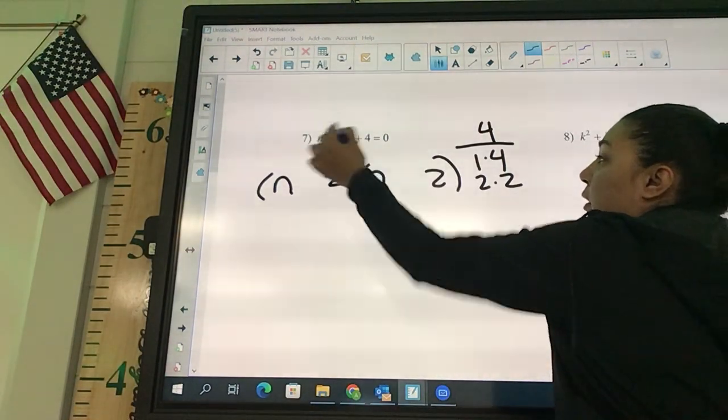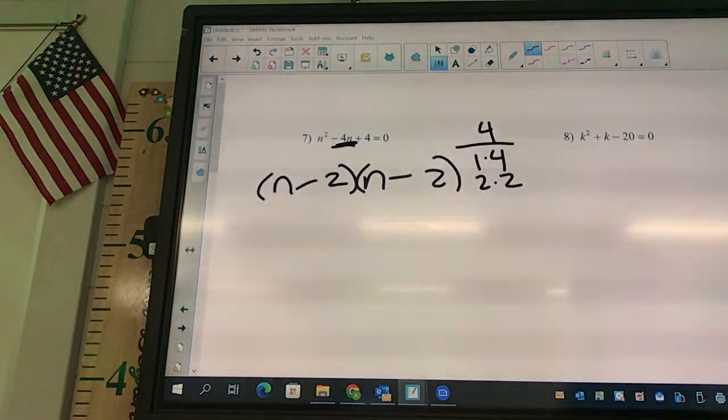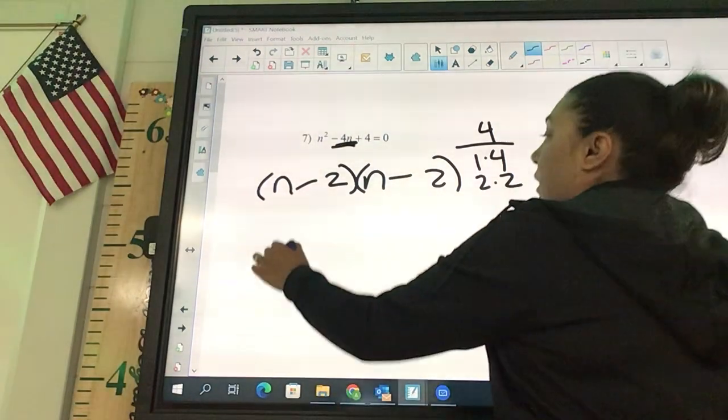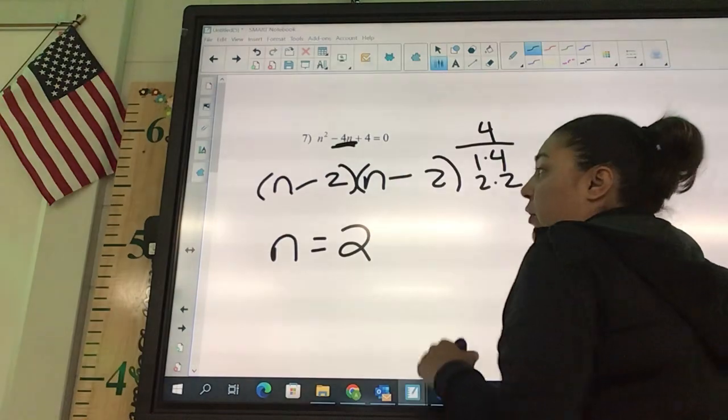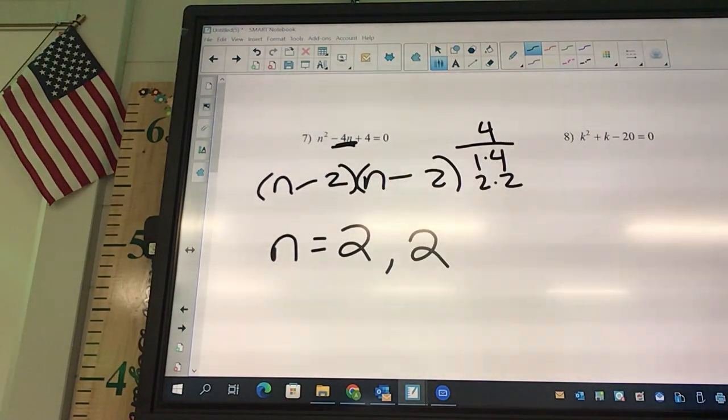I'm trying to get to this middle one. Minus, minus. And do we stop or keep going? We keep going. And my answer is going to be 2. Okay? Or you can put 2 comma 2. Either one works.